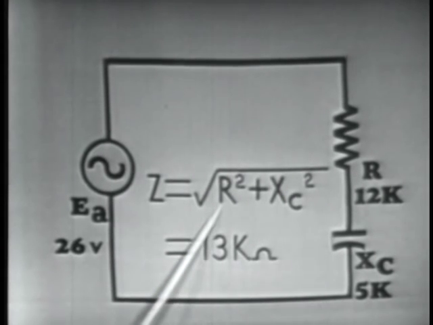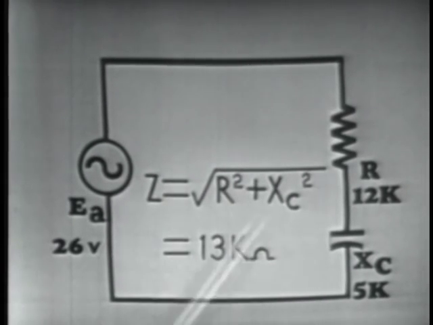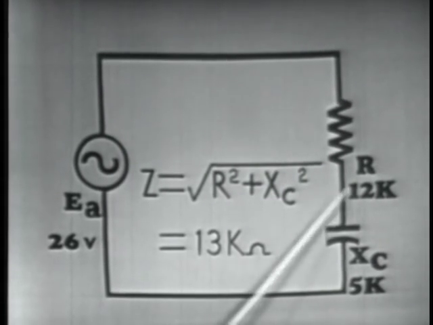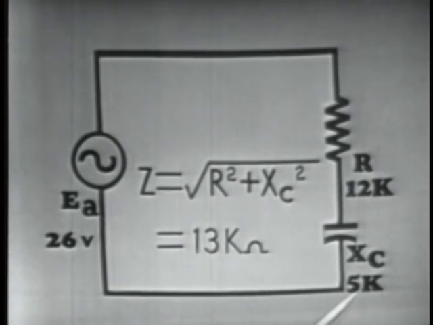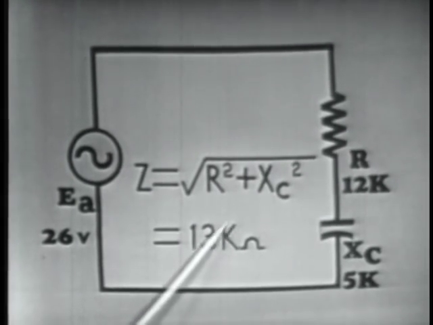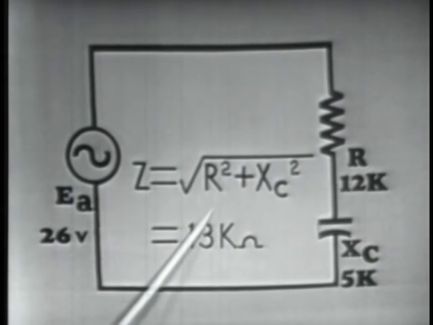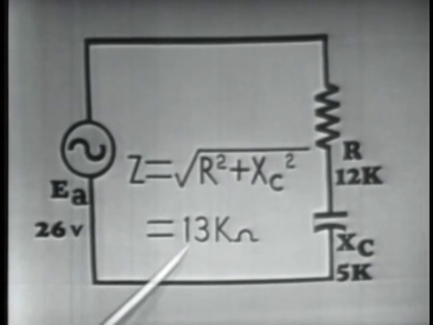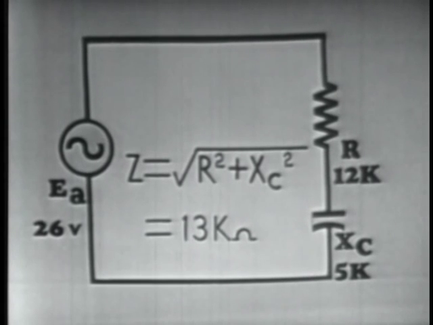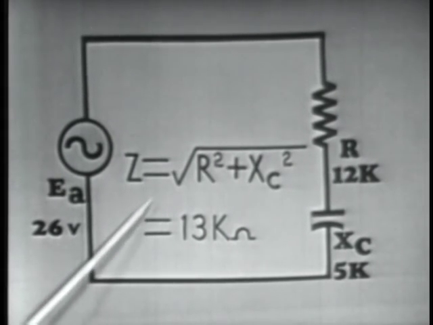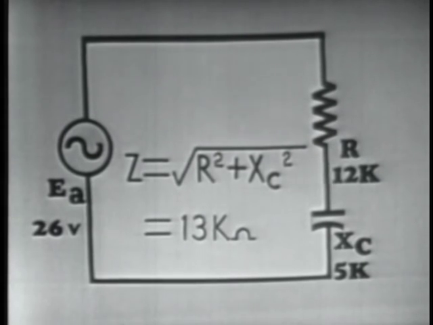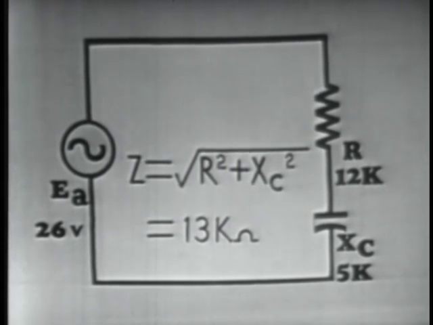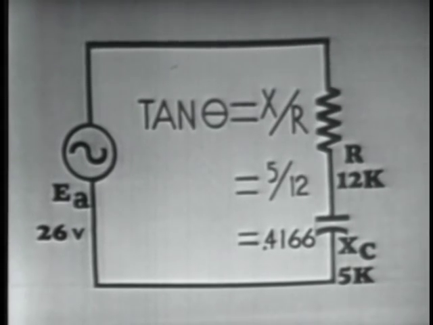Using this, then, we can determine our impedance by using Pythagorean theorem. Z is equal to the square root of R squared plus X sub C squared. Substituting into our formula, 12 K ohms: 12 times 12 is 144, plus 5 times 5 is 25. Added together, that is the square root of 169. Extracting the square root of 169 is equal to 13. Of course, the answer is expressed in K ohms. So once again, we have an impedance determined by Pythagorean theorem equal to 13 K ohms, the same as that we determined graphically.